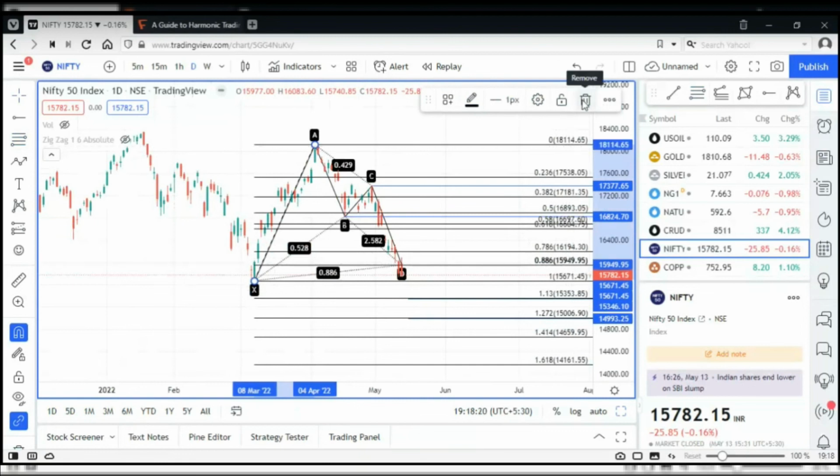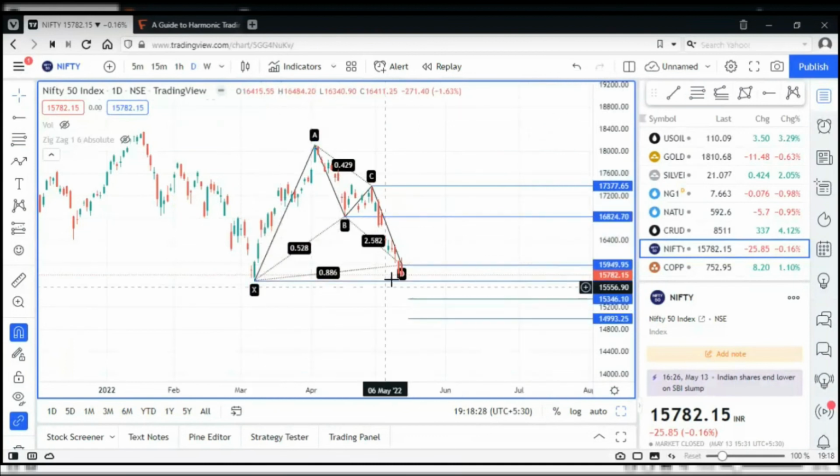This we will call the PRZ zone. PRZ zone is nothing but potential reversal zone. So this is our entry point. What will be our stop loss? Our stop loss will be our X point. It won't always be the X point. Why? Because the D point can come down also. If the D point is our entry point, the X point is our stop loss.